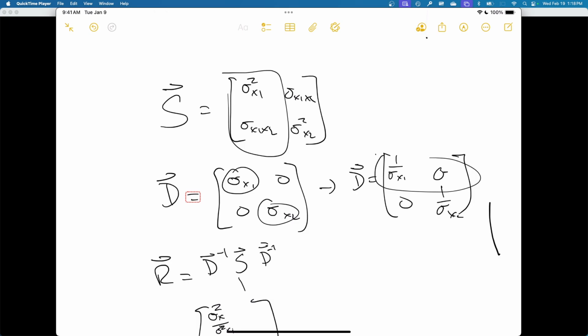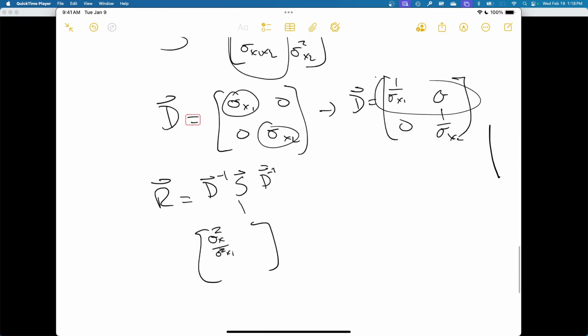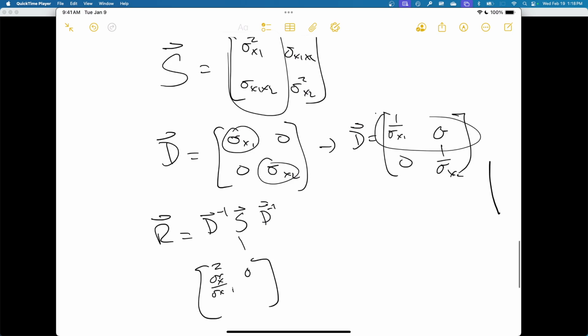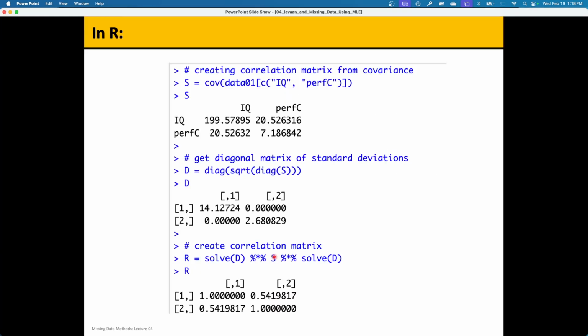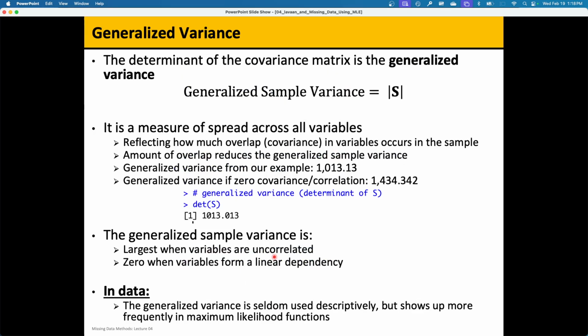So the diagonal is the square root, there we go. When we work the math through, this is sigma squared x divided by sigma x, and then in the next spot we have sigma x1 x2 divided by sigma x1, and so on and so forth. I'll just leave it there. Bottom line is you get your correlation matrix back.